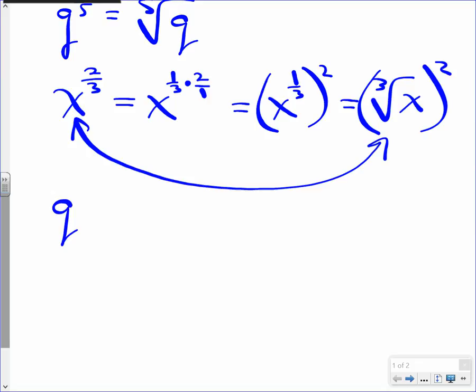How about q to the 3/5 power? Look how nasty that looks. It looks hideous. It looks obscene. It looks gross.